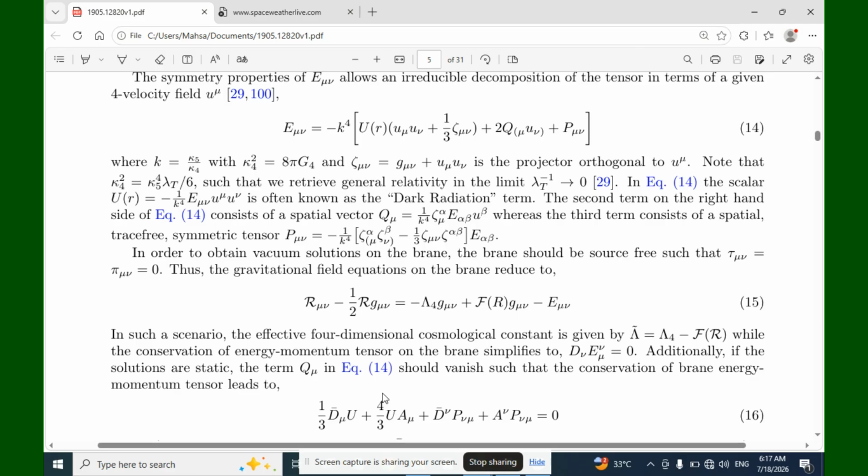Note that χ4 squared is equal to χ5 to the power of 4 λ_T divided by 6, such that we retrieve general relativity in the limit λ_T^(-1) tends to 0.